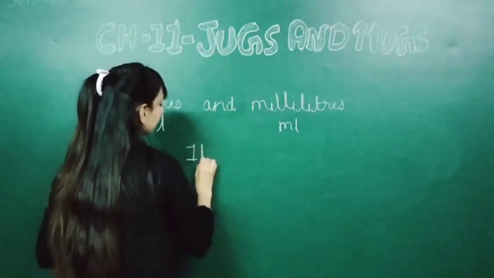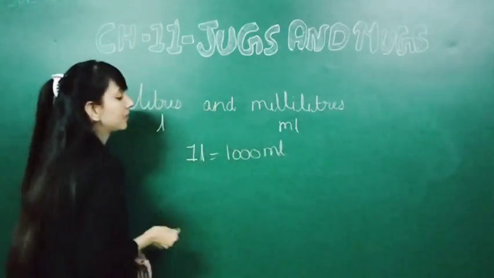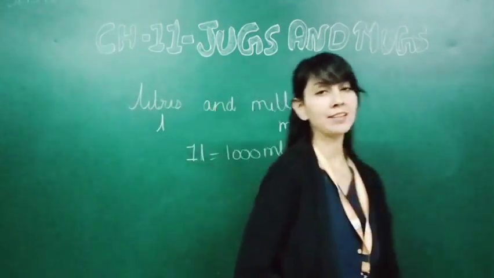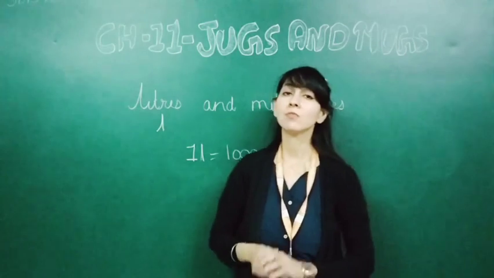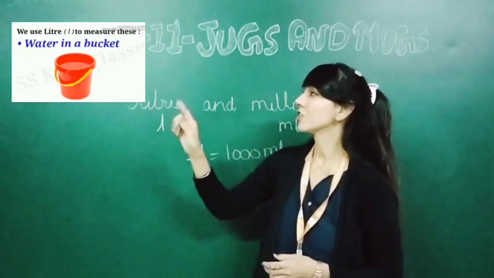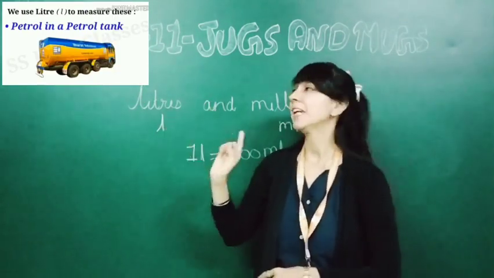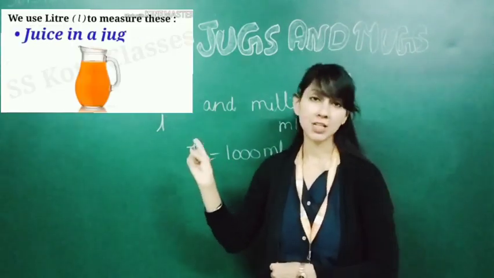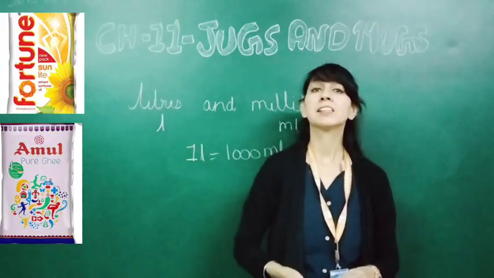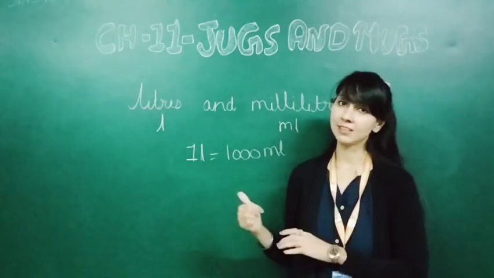1 liter is equal to 1000 milliliters. Yes, 1000 milliliters is 1 liter you can say. Now what examples can you find in this? In liters, we will see that first of all. Now you can see over here water in the bucket, petrol in the petrol tank, juice in a jug, cold drink in a bottle. Oil, ghee and many such examples you can see in liters.